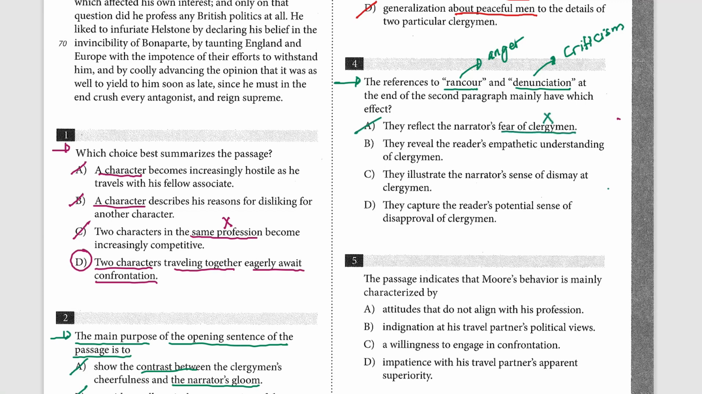Very difficult. They reveal B. They reveal the reader's empathetic understanding of clergymen. No, not to that degree. He doesn't share anything with them, right? Surely not. They illustrate the narrator's sense of dismay at clergymen. And this one also no, guys, not at all. They capture the reader's potential sense of disapproval of clergymen.